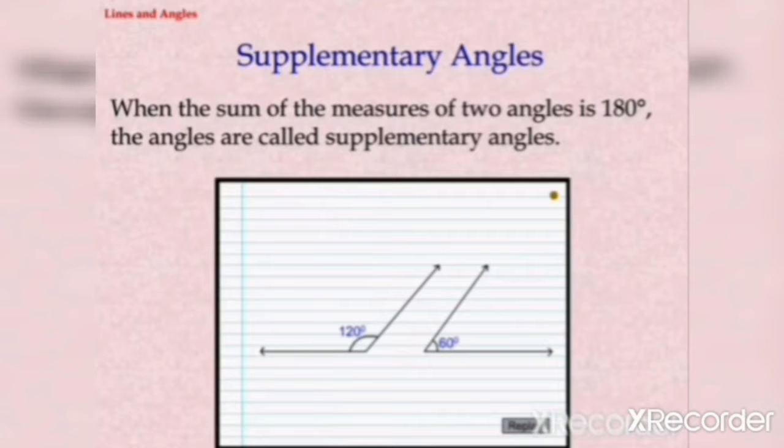After learning about complementary angles, let's learn about supplementary angles. When the sum of the measures of two angles is 180 degree, then the angles are called supplementary angles. Here two angles are given, 120 degree and 60 degree. What will be the sum of 120 degree plus 60 degree? 180 degree. So these angles are called supplementary angles. Remember, the sum of complementary angle is 90 degree and the sum of supplementary angle is 180 degree.